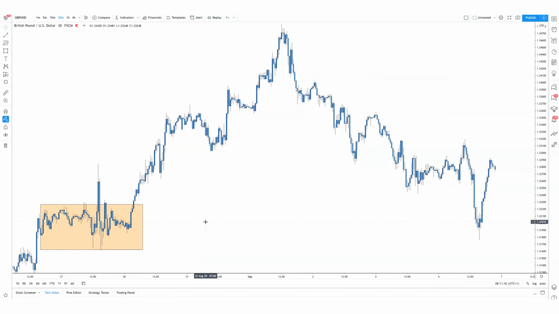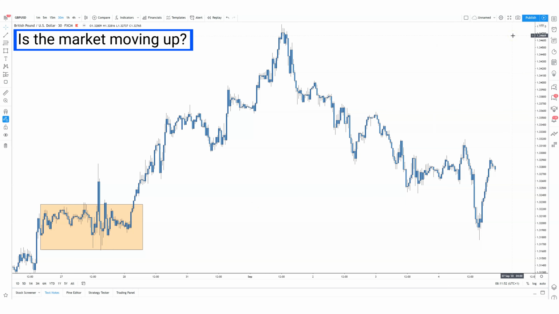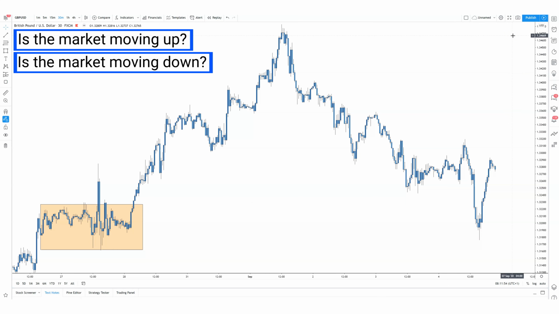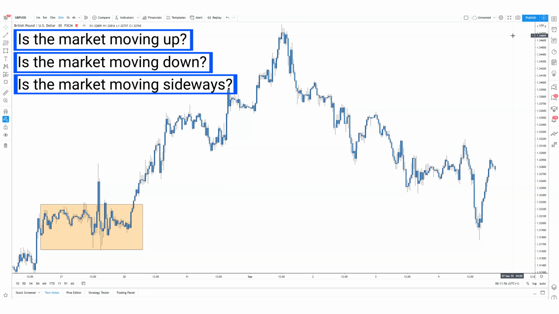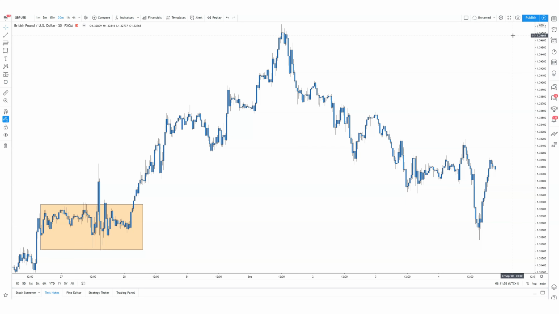Now, how do we identify this? Well, look, you need to look at the charts from like a 12-year-old's perspective. And there's 3 questions you have to ask yourself. Is the market moving up? Is the market moving down? And is the market moving sideways? Once you identify one of those 3 patterns or criteria or structures, then you have a plan.